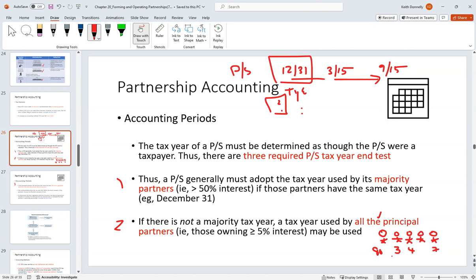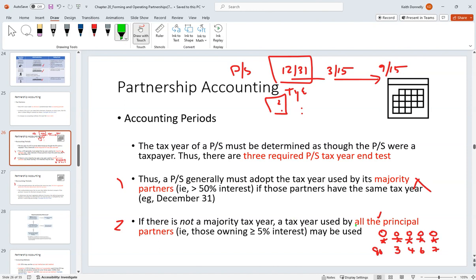And then, so what are we at here? At 90, 94, and this is a 6%, right? They just own different ownership. Let's say there's not a majority. We don't meet this first test. They don't share the majority.